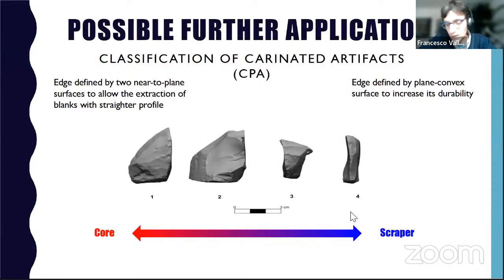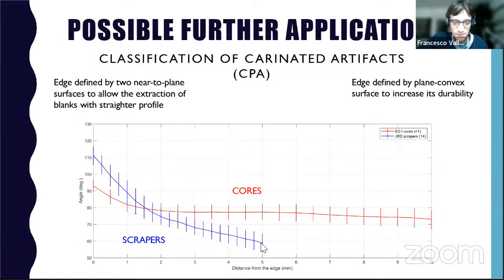And in addition, this series of tools that we developed can be applied to many different archaeological questions. One of them, for example, on which we ran just a very short pilot project, is the classification of carinated artifacts. That is one very open question: how to define a carinated artifact from a carinated core? How to define tools from cores? And by measuring the edge angles of tools and the edge angles of cores, it is possible to separate them.